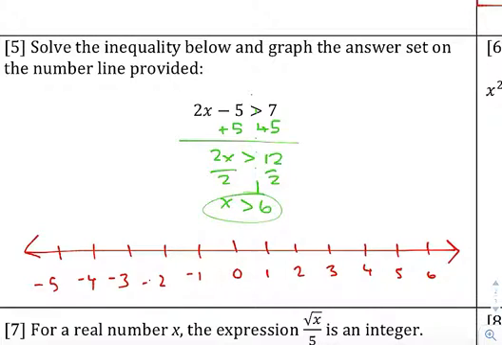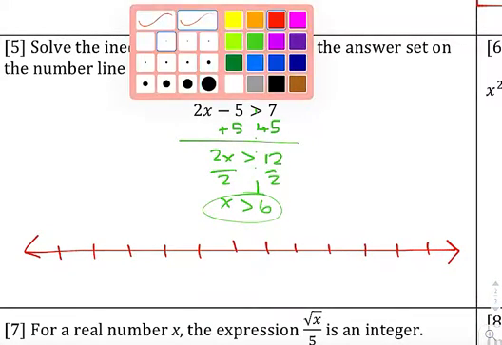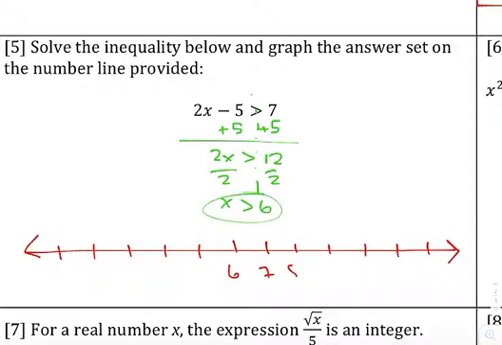Now, if we go here to 6, in fact, I'm going to shift my number line just a little bit so you can see more values. I'm going to put 6 right here in the middle. That's 7, 8, 9, 10, 11, 12. And 5, 4, 3, 2, 1. Okay, so we're going to start here at 6.